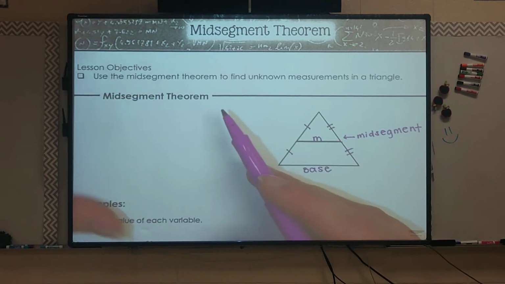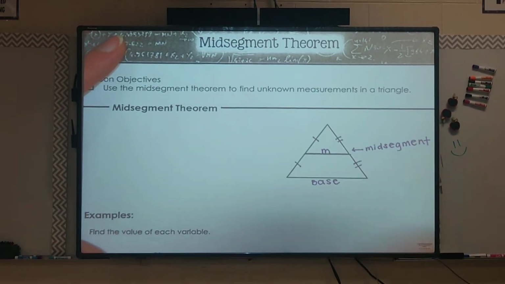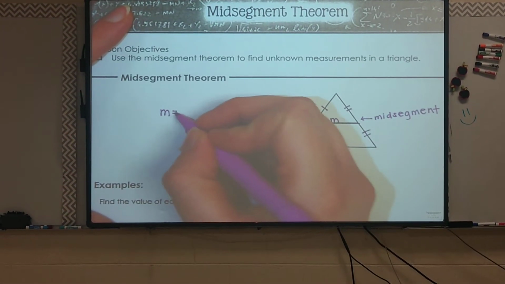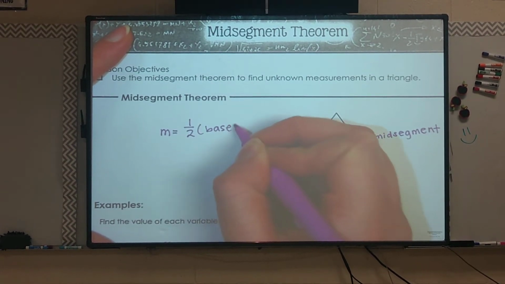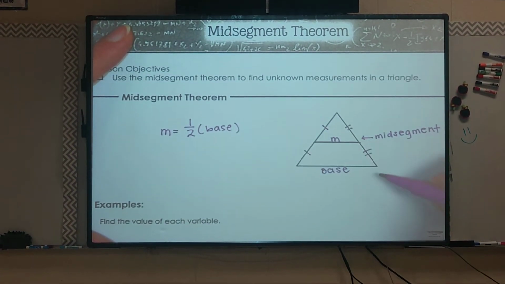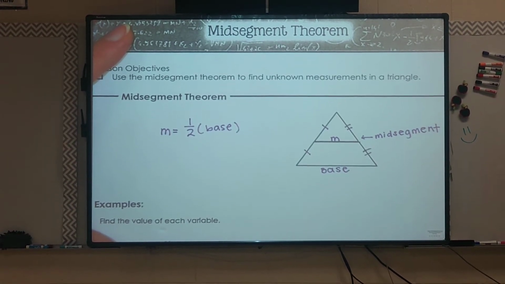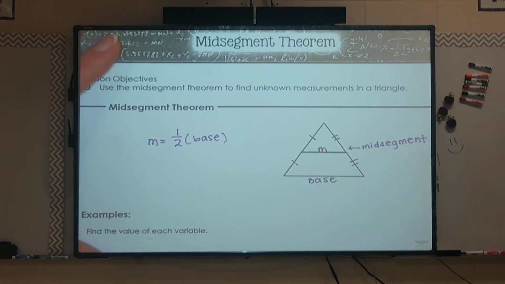The mid-segment theorem is more like an equation as well, and it states that the mid-segment, which I'm just going to abbreviate as M, is equal to half of the base. And that's it. It's just half of whatever the length of that base is. So if you need to write this down, please pause this video now. Otherwise, I'm going to move down to the examples.